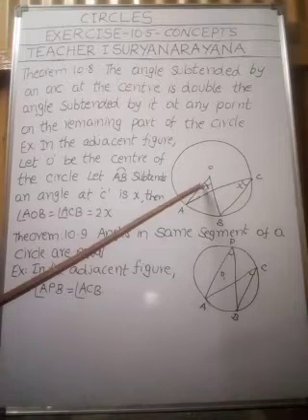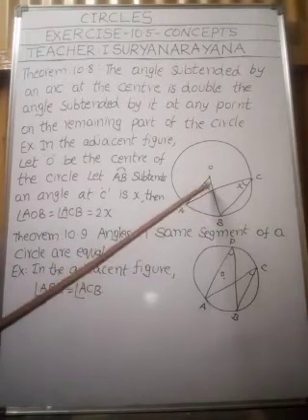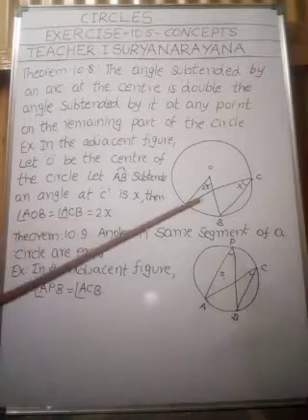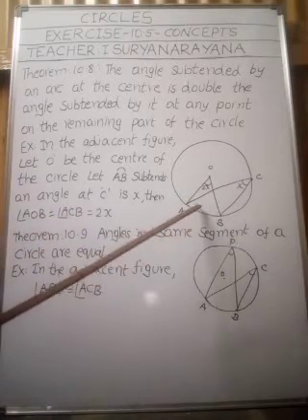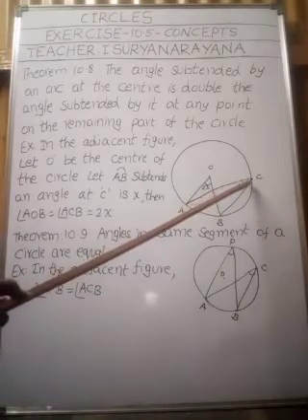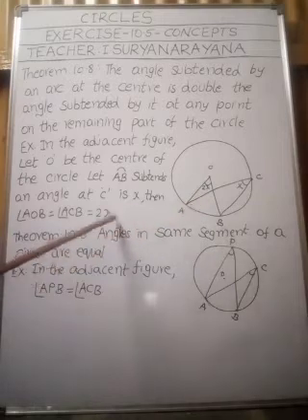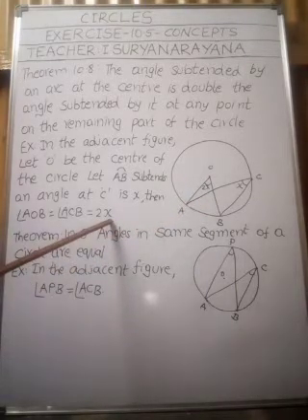Angle AOB denotes the angle subtended by an arc at the center of the circle, and it is equal to angle ACB, the angle subtended by that arc AB in the remaining part of the circle, at any point on the remaining part of the circle. Understood this point, my dear children? Is this point clear? Right.